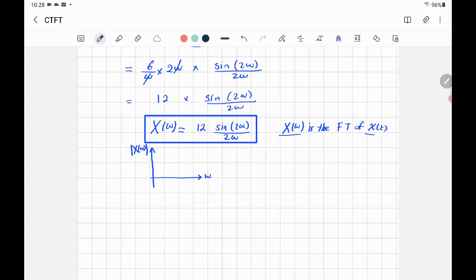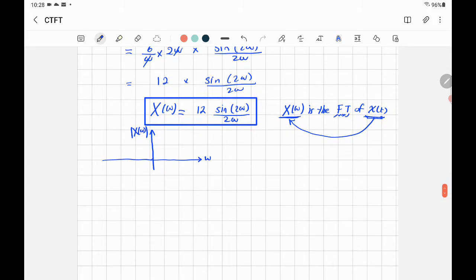What's the difference between both? X of t, the original signal, is a function of time. X of omega, after we did the Fourier transform, is a function of omega, the frequency. The transform takes the signal from the time domain to the frequency domain, so you can study and analyze the signal in the frequency domain. How can you find the magnitude?